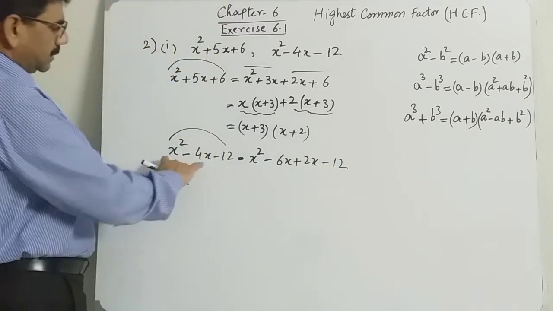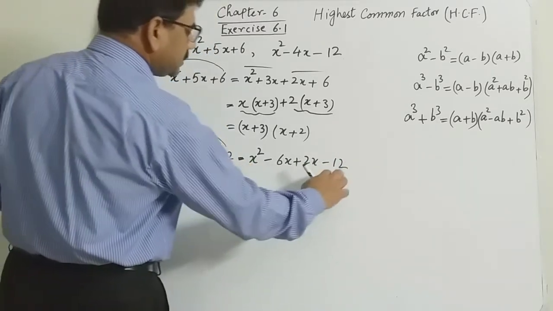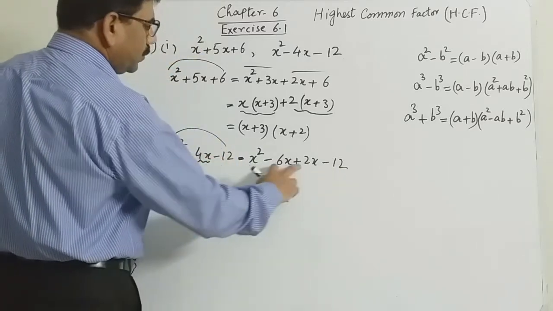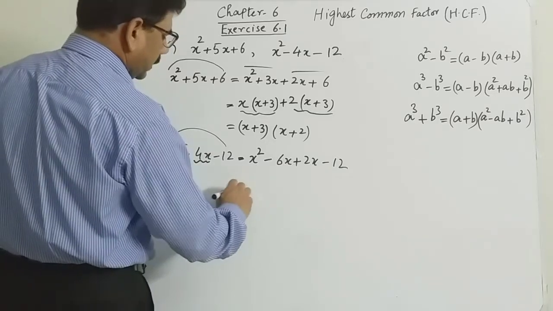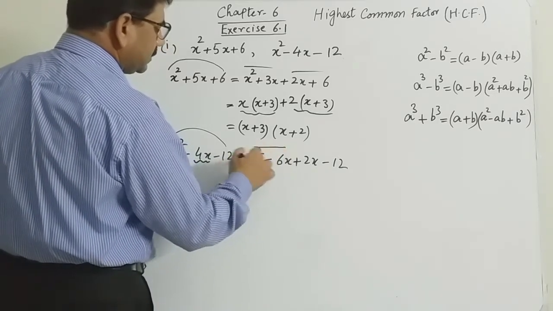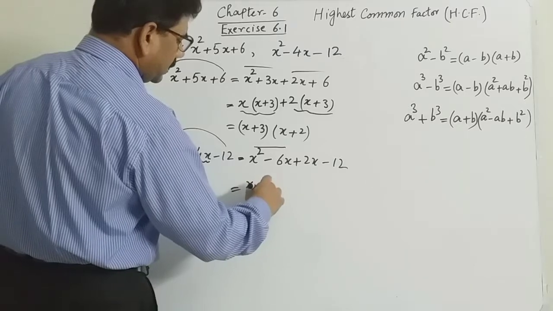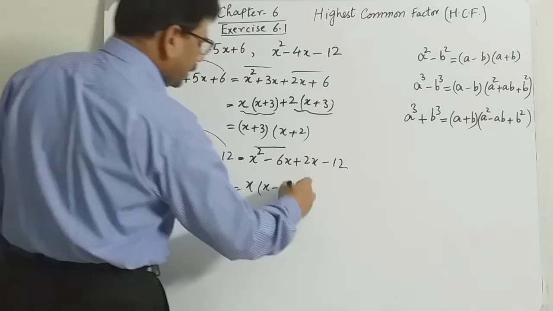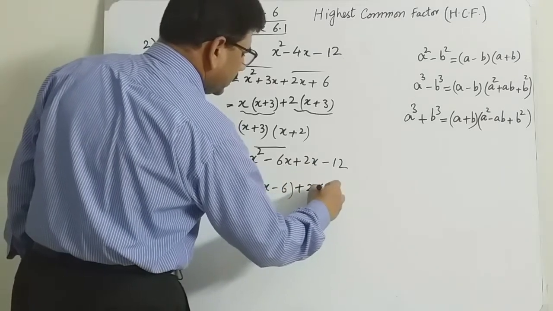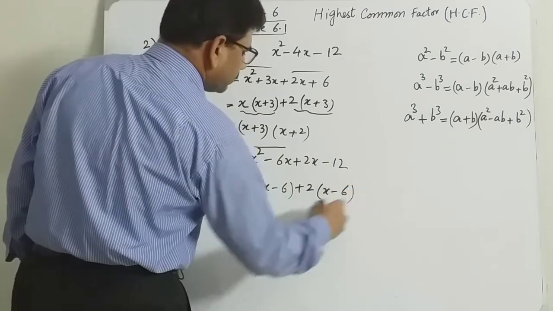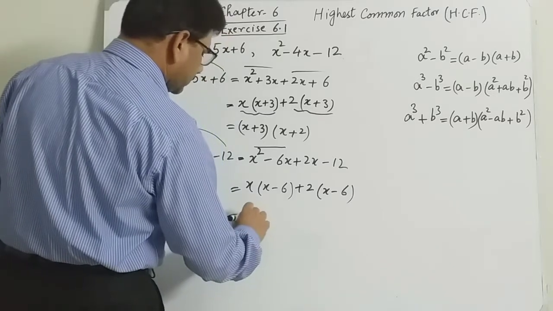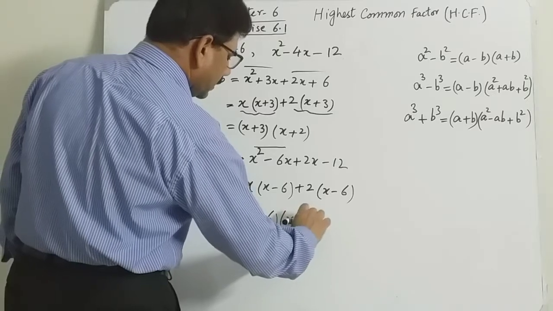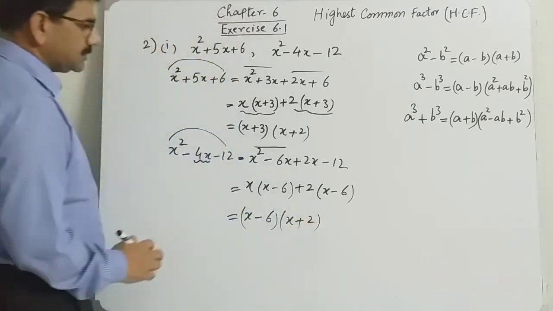We know that to break the middle term, the first and last terms are written as they are, and for the middle term we use the factors. Now from the first two terms we see that x is common. As a result, we will have x minus 6 inside the bracket. Here plus 2 will be common, and inside the bracket we will have x minus 6. Now x minus 6 will be common, and we will have inside the bracket x plus 2.